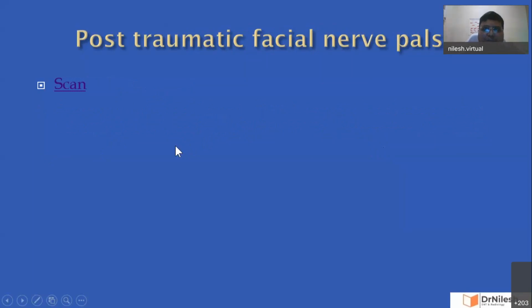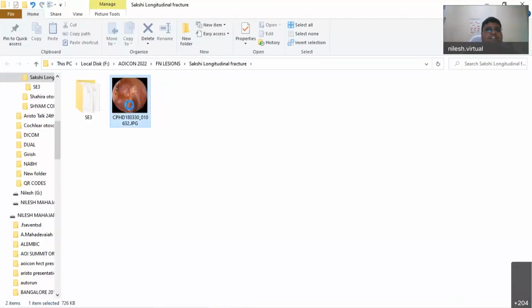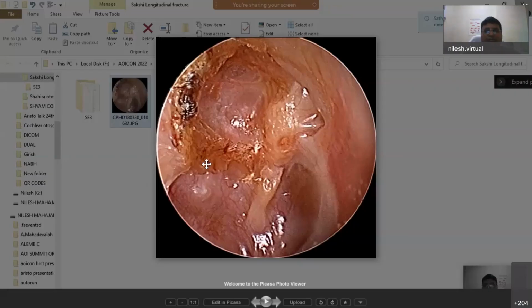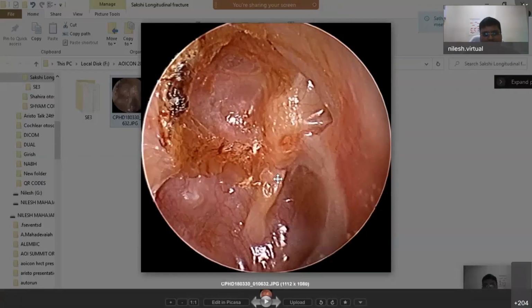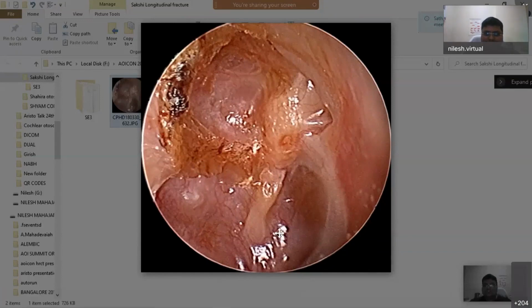So we'll see post-traumatic facial nerve palsy, which is the area of interest here. This is the otoendoscopy picture of a post-RTA case. Here you can see the eardrum is retracted. There is some fluid collection inside the middle ear. Then you can see the handle of the malleus and the head of the malleus. You can see there is a small fracture line between the neck and handle of the malleus.